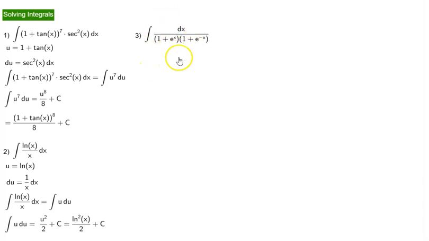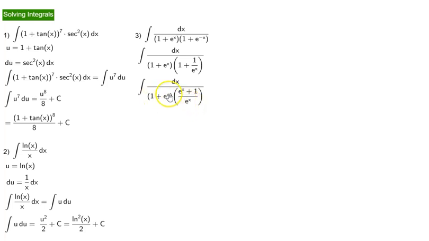Integral of dx by (1 plus e to the power of x) times (1 plus e to the power of minus x). So let's do a little bit of algebra first. Let's take e to the power of minus x to the denominator. Then let's add up these two terms in this factor. We get (e to the power of x plus 1) by e to the power of x.